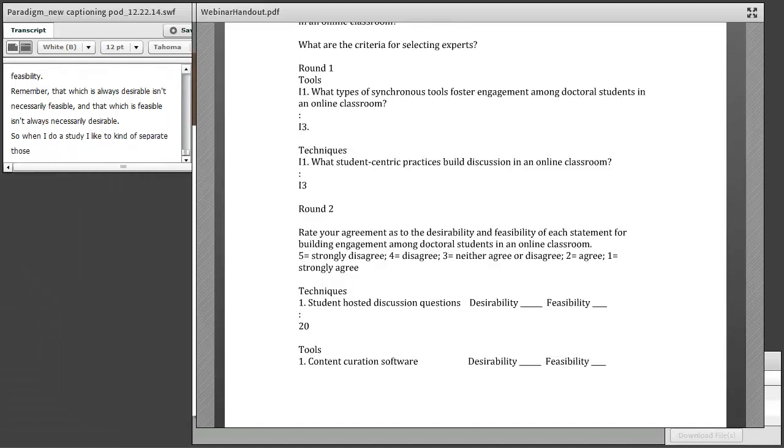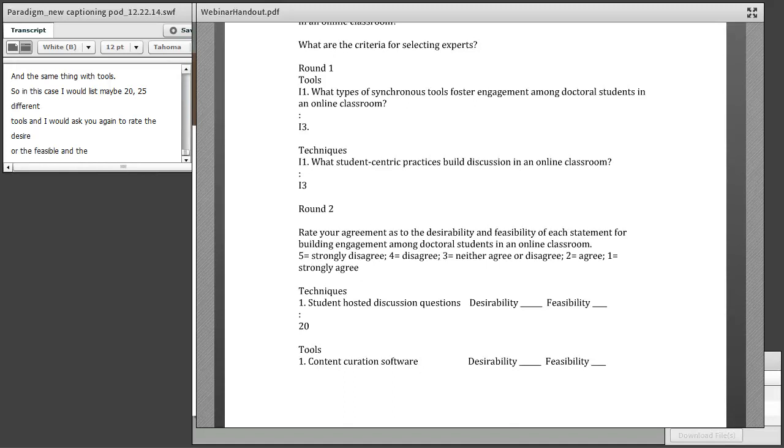Again, there's no right or wrong way to do this. I could have just said evaluate your agreement as to effectiveness, or other criteria or filters on these items. And the same thing with tools. So in this case, I would list maybe 20, 25 different tools, and I would ask you again to rate the desirability and the feasibility of each tool. Here's an example, content curation software.